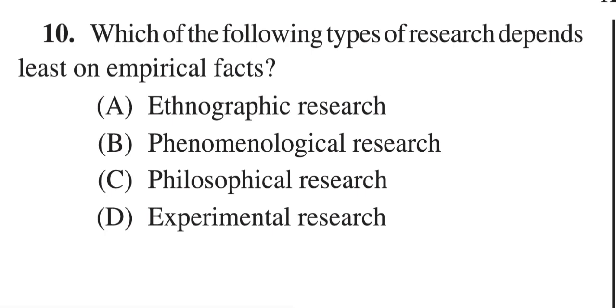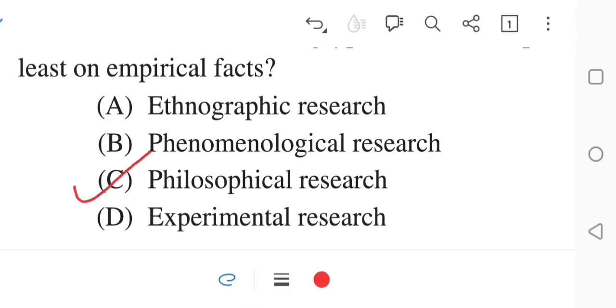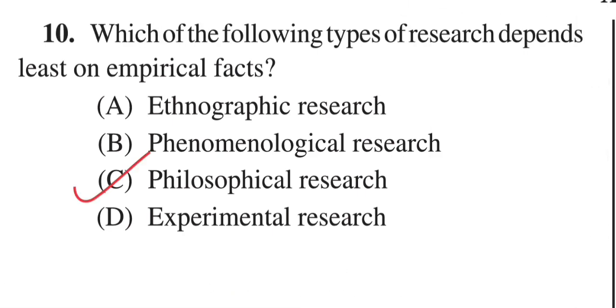Related to these options. So the correct answer will be number C, that is philosophical research. Philosophical research is the research type that depends least on empirical facts. Empirical means, if I'm not wrong, practical or pragmatic.